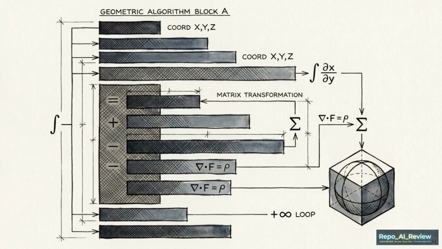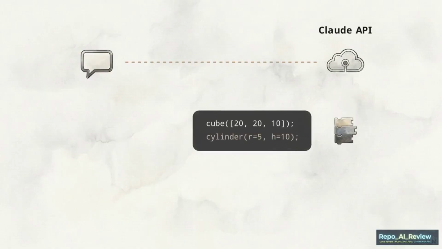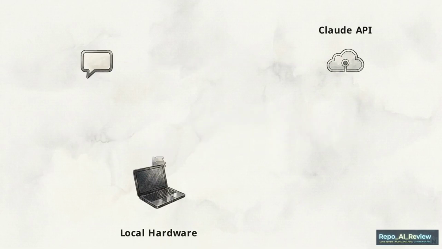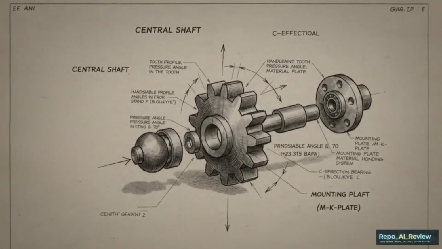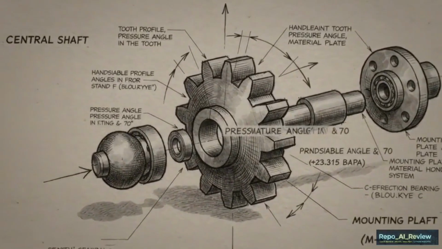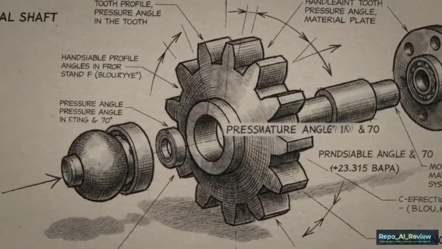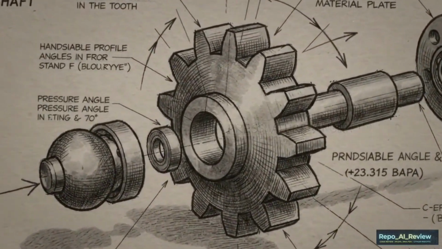Instead, it uses AI to write literal, executable code. Your text prompt goes to Anthropic's Claude API, which returns an OpenSCAD script using mathematical coordinates to define 3D shapes. That script executes directly in your browser via WebAssembly, compiling entirely on your local hardware instead of a distant cloud server. Because the heavy lifting happens in the browser, the model renders instantly.